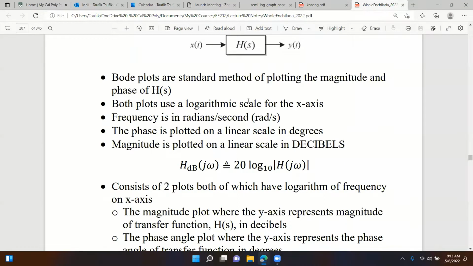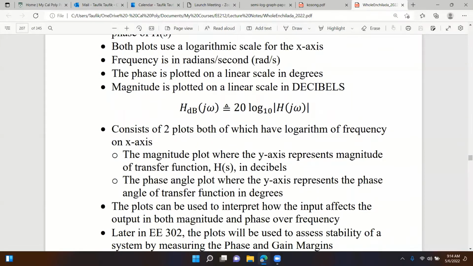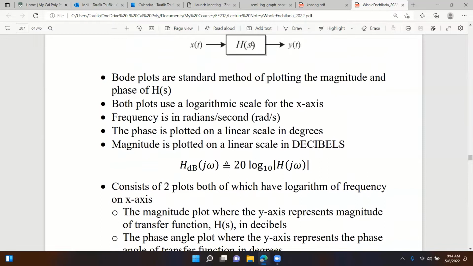We'll talk more about why we use log scale. The frequency itself is in radians per second, so the unit for the frequency, usually we use omega, is radians per second. The phase is plotted on a linear scale in degrees, whereas the magnitude is plotted in decibels, right? So remember, two plots: the phase angle of H of s and the gain of H of s. The gain on the y-axis, we plot in terms of decibels. Not linear gain, but decibels.